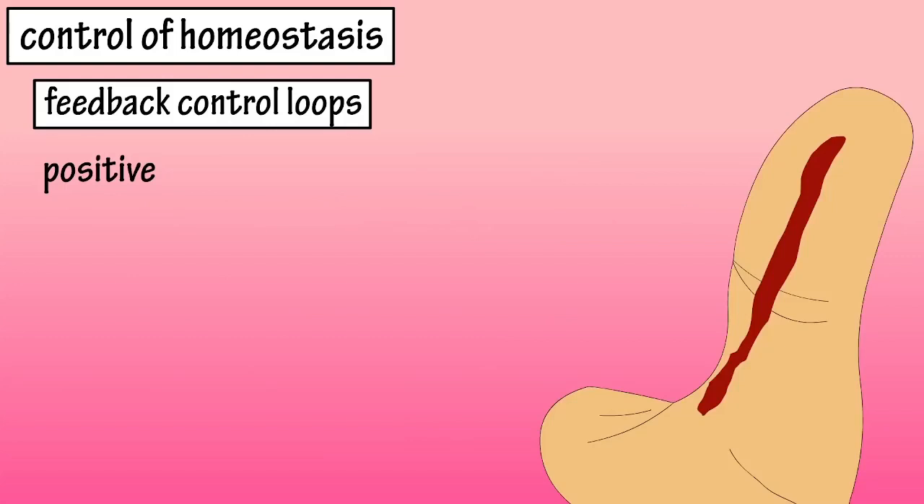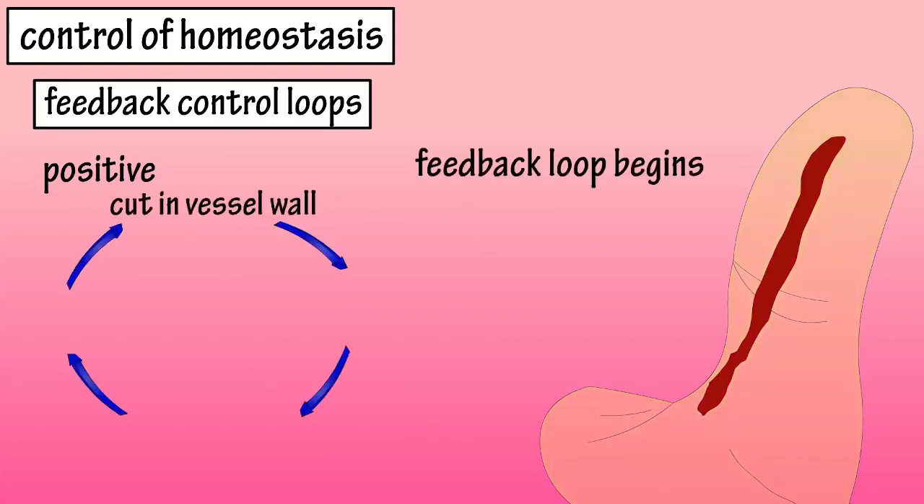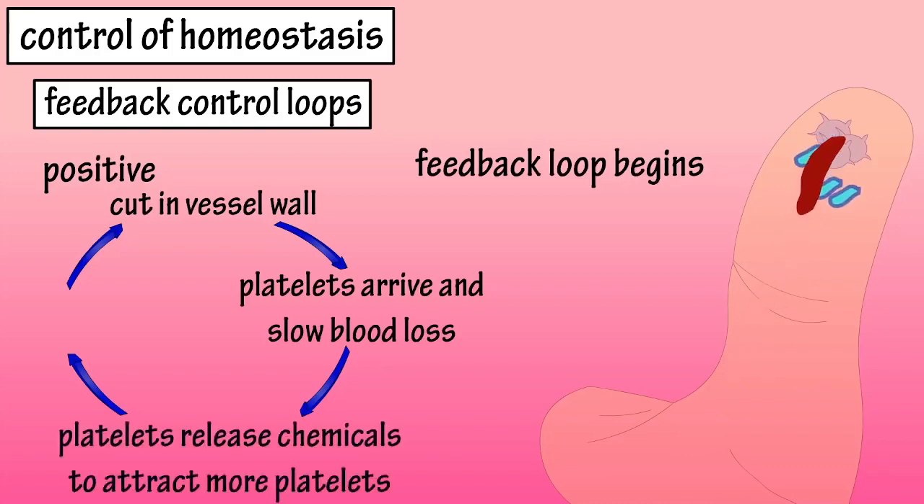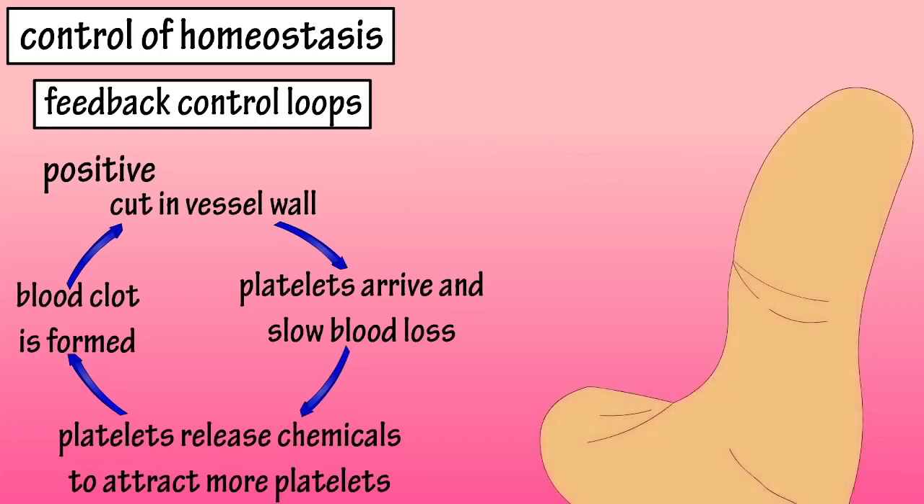Let's say someone gets a cut in a blood vessel wall. A positive feedback control loop begins, and platelets, which are floating around in circulating blood, recognize the damaged area and begin to stick together to slow the loss of blood and patch up the tear in the wall. They also release chemicals that attract more platelets to the area to help stop the blood loss. Eventually a blood clot is formed, the loss of blood is kept to a minimum, and the positive feedback loop ends. And that be the positive and negative feedback in control systems for homeostasis.